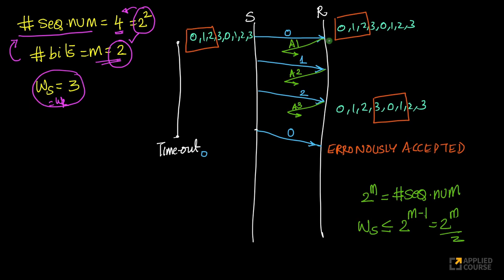Okay. So I have my sender and receiver. My window size here is 3. Look at this. My WS equals 3. Similarly, my WR is also equal to 3. Cool. Now let's see what happens.